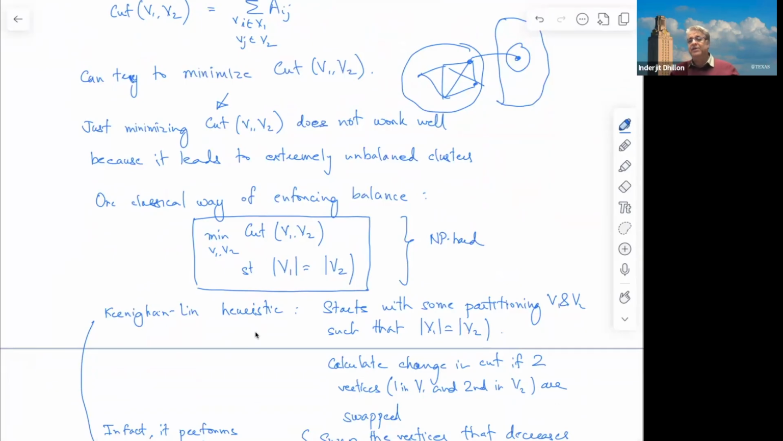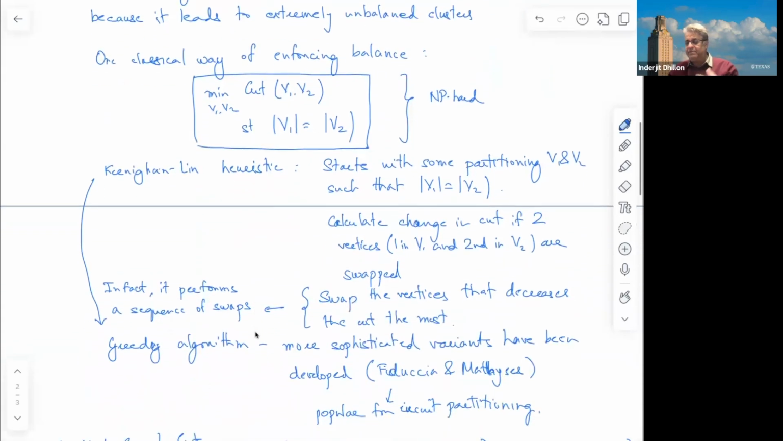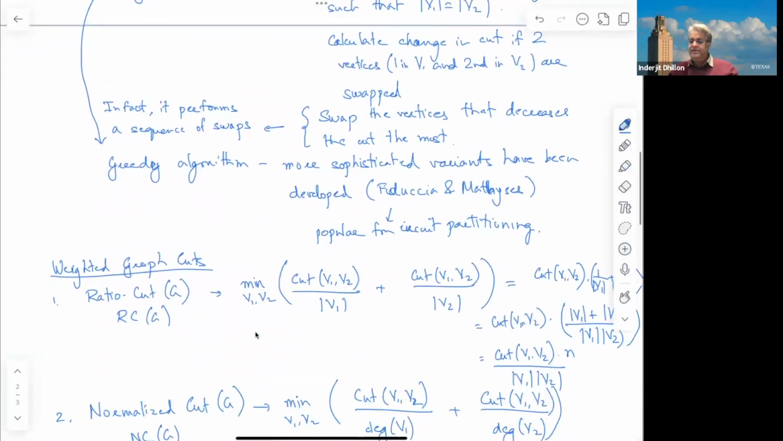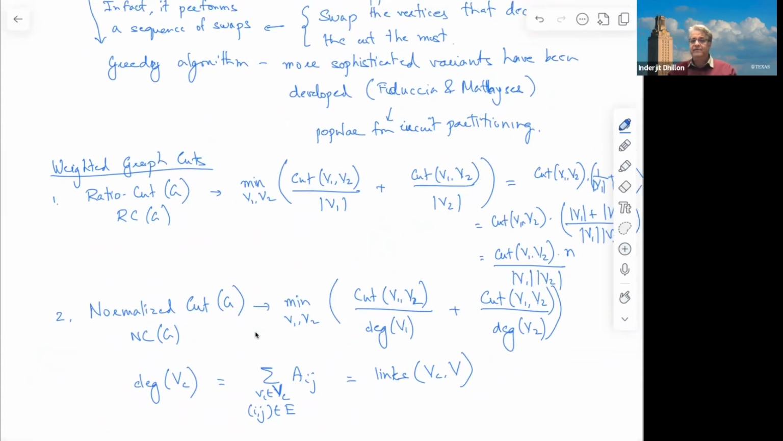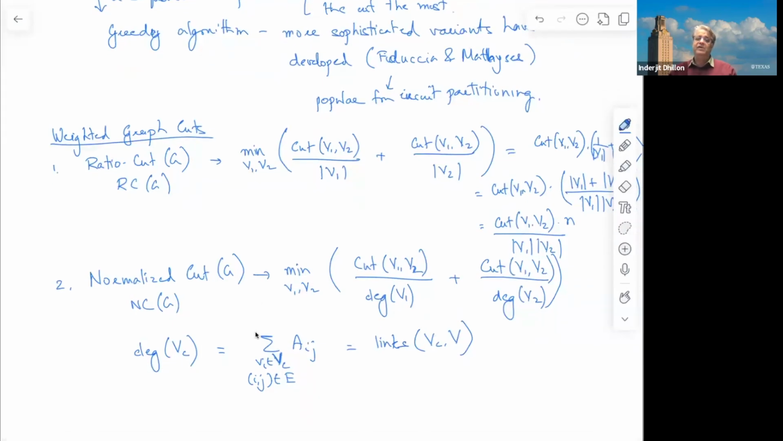This does make sense in applications like circuit partitioning, where there's a physical reason for making the vertex sets the same size. There are other examples where it also might make sense, and for that, people developed various heuristics. But then we started looking at a more relaxed way of enforcing balance, not to be exactly of the same size, but to have some balance through having this |V1| and |V2| in the denominators in ratio cut. And in normalized cut, we have degree of V1 and degree of V2 in the denominator.